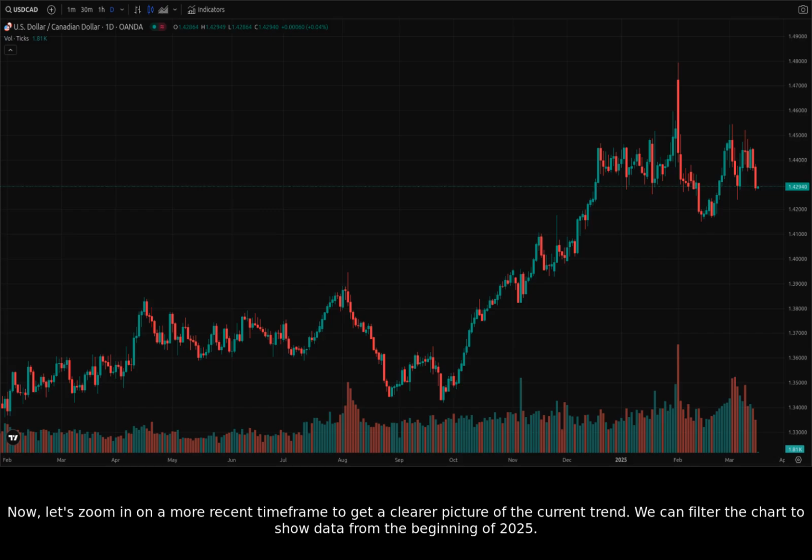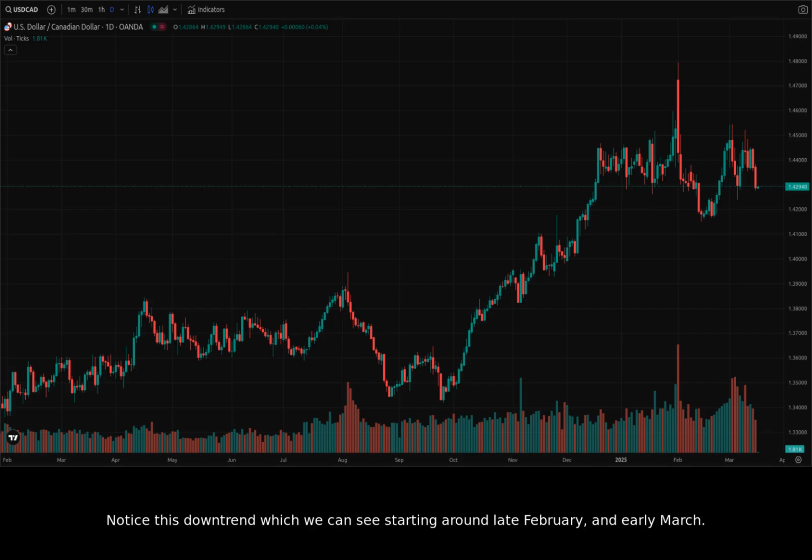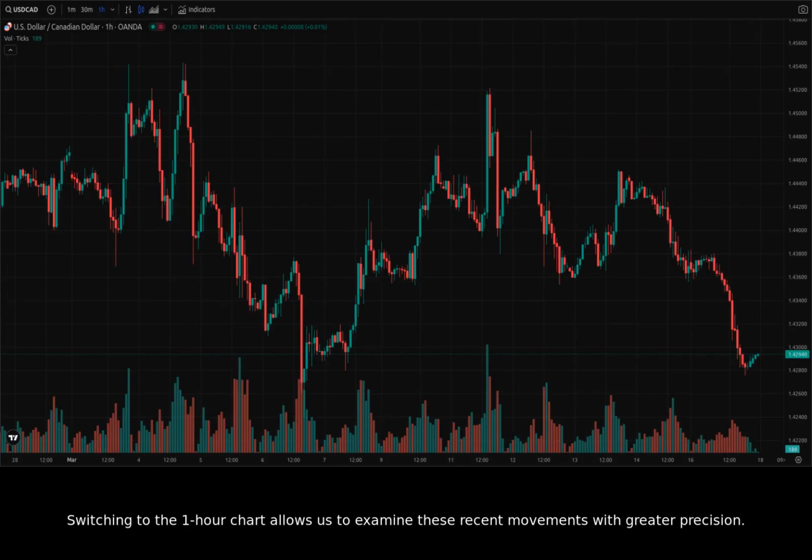We can filter the chart to show data from the beginning of 2025. Notice this downtrend, which we can see starting around late February and early March. The overall trend seems to show a general downtrend since late February. Switching to the 1-hour chart allows us to examine these recent movements with greater precision. Looking at just the last few days, you can see how choppy the price action has been.